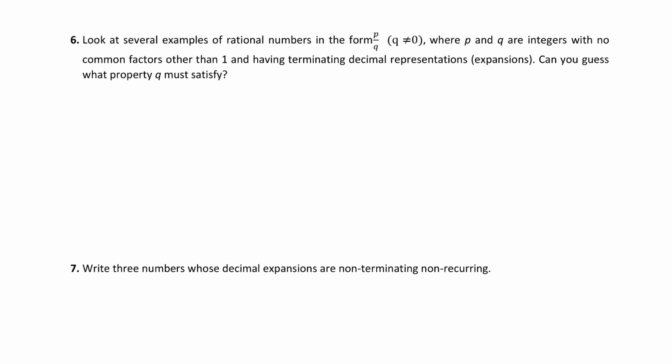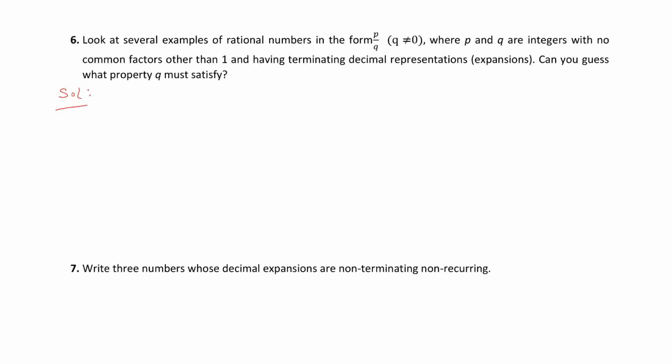Look at several examples of rational numbers in the form p by q, where q is not equal to 0, where p and q are integers with no common factors other than 1 and having a terminating decimal expansion. Can you guess what property q must satisfy? Okay, so let's see.